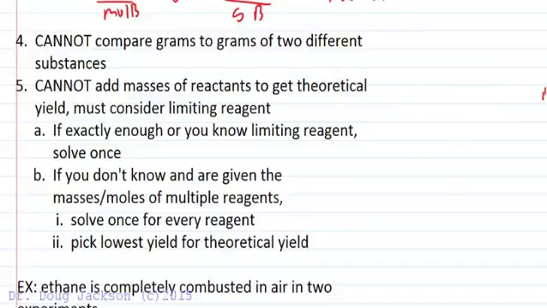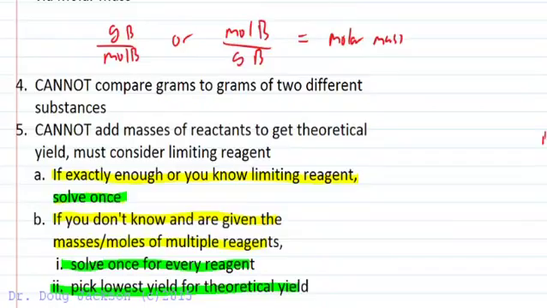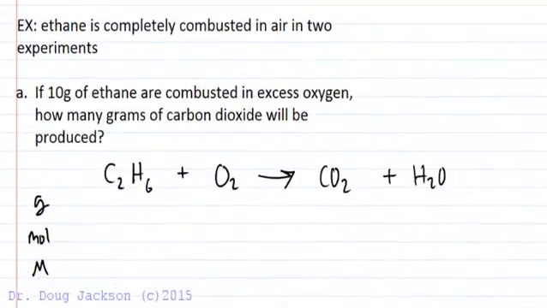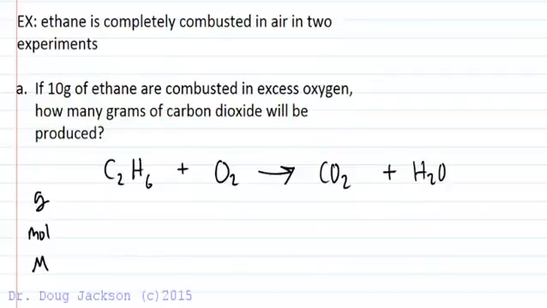And so if we know that we have a limiting reagent, we know what that limiting reagent is, we only have to solve once. Okay, so we only have to solve it once using the data for the limiting reagent, or if we've got exactly enough, we can use either one. If we don't know, and we're given the masses and moles of multiple reagents, we have to solve once for every reagent and then pick the lowest yield as the theoretical yield. So that's a lot of words, but the best approach to learning stoichiometry is to do examples. For example, ethane is completely combusted in air in 2 experiments.